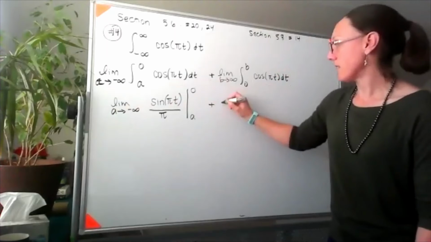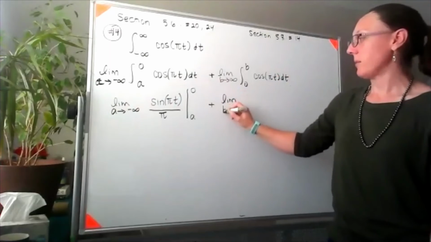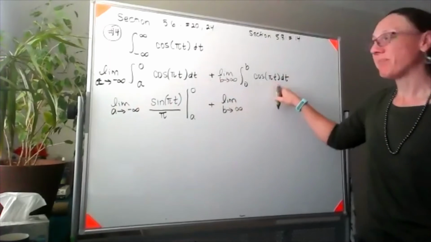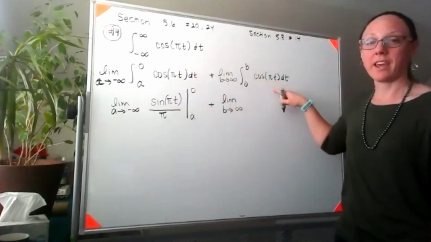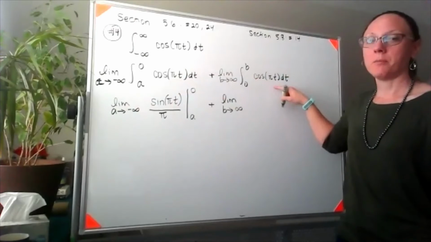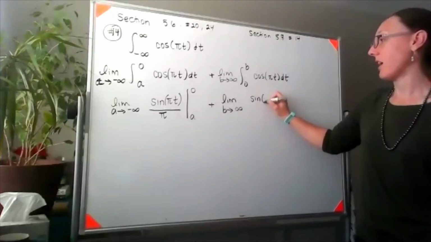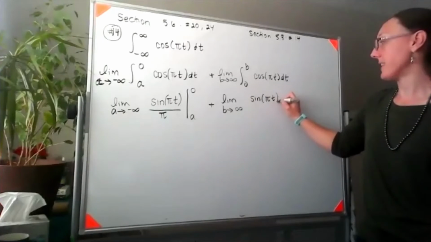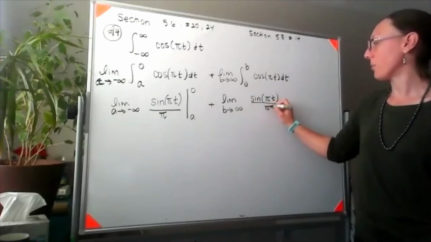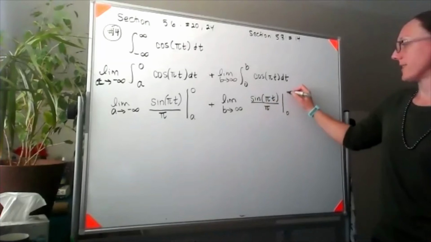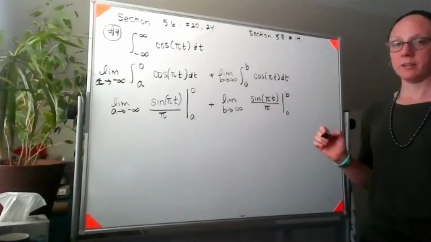I'm adding this to the limit as b approaches infinity. Since these were the same integrand, my antiderivative is going to be the same over here, and I'll have sine of pi t over pi from 0 to b.